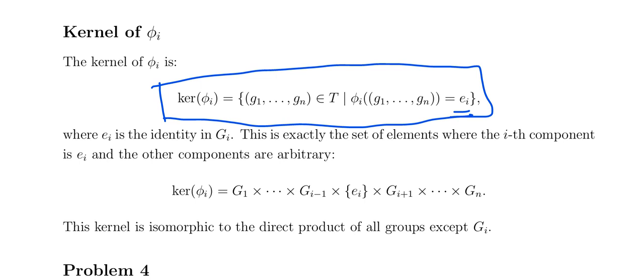So this is exactly the set of elements where the ith component is ei and the other components are arbitrary. So the kernel of pi i is G1 cross G2 cross ... cross Gi minus 1 cross ei cross Gi plus 1 cross ... cross Gn. This kernel is isomorphic to the direct product of all groups except Gi. Okay, this is maybe an important point.